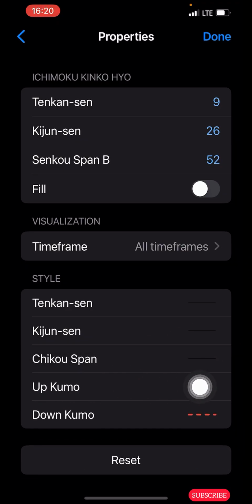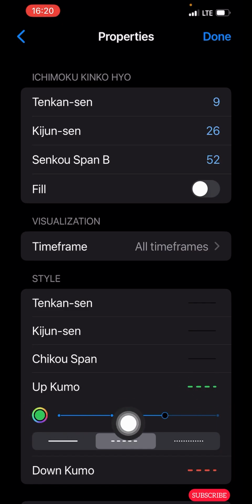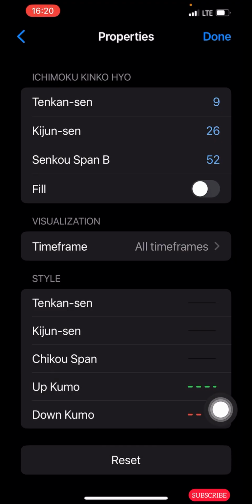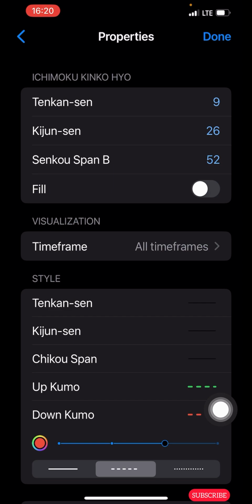Then the up Kumo, you make it color green, right? This is the one that will tell you when price is in a bullish trend, and you make it 3 pixels. And then the down Kumo, the one that will tell you when price is in a bearish trend, you make it color red, 3 pixel, and then you click on done, right?